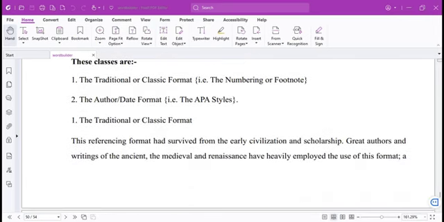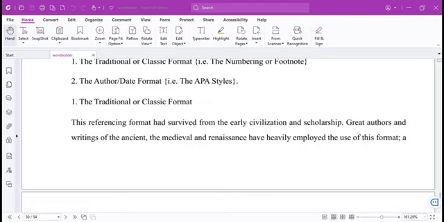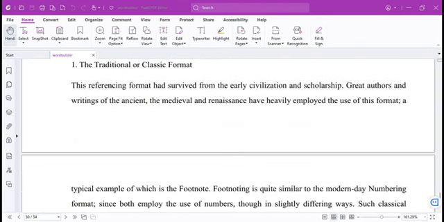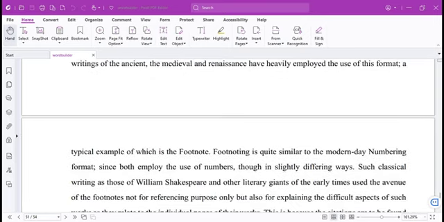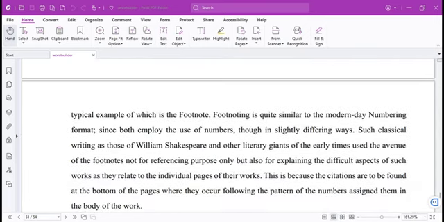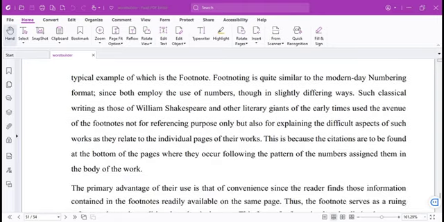Okay, let's take it one after the other. The traditional or classic format. This referencing format had survived from the early civilization and scholarship. Great authors and writings of the ancient, the medieval, and Renaissance have heavily employed the use of those formats. A typical example of which is the footnote. Footnoting is quite similar to the modern-day numbering format, since both employ the use of numbers, though in slightly different ways.